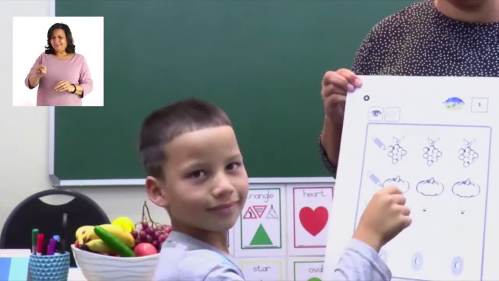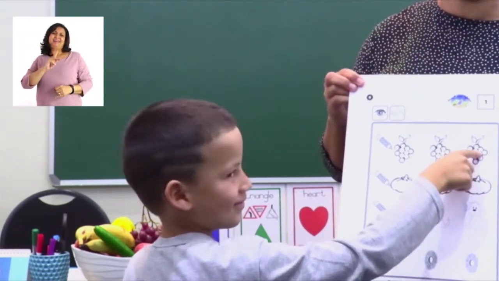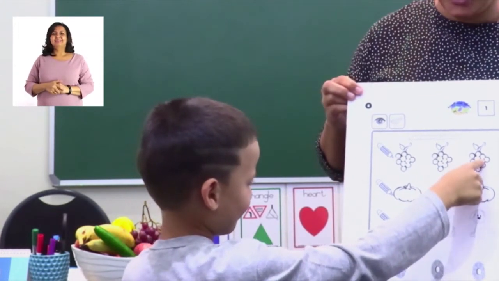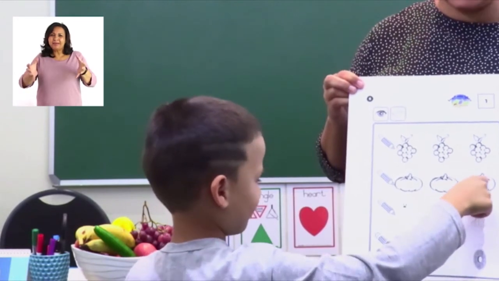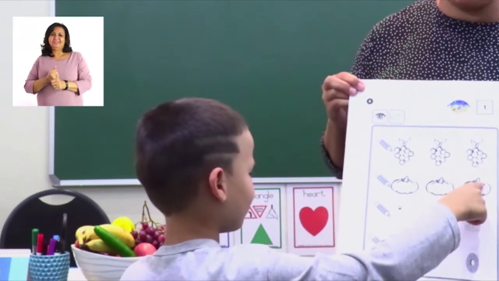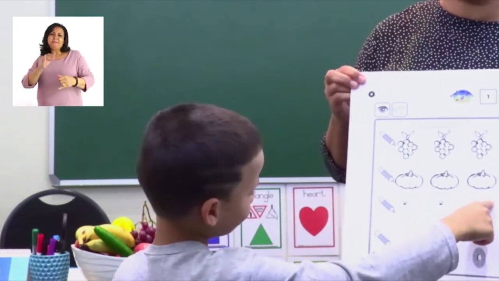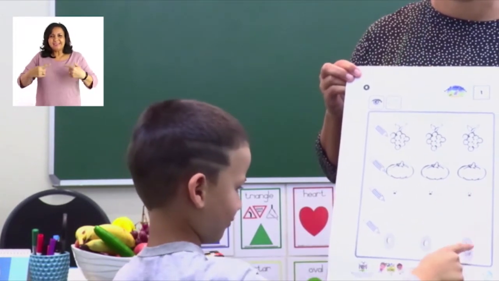Is that correct? Well, friends, let's try again. Yes, that's the last bunch of grapes. And now let's look at the last pumpkin. Color the last pumpkin orange. Well done, friend. And let's color the last dog brown. Yes, well done, friend. And let's color the last tire black.